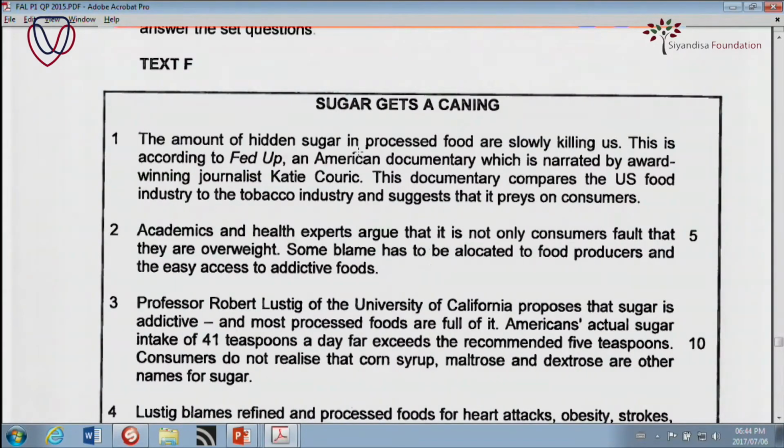We'll read through the passage. I don't normally read through the passage, but possibly while we are doing this, you may even identify the deliberate language errors. Right. The amount of hidden sugar in processed food are slowly killing us. This is according to Fed Up, an American documentary which is narrated by award-winning journalist Katie Couric. This documentary compares the United States food industry to the tobacco industry and suggests that it preys on consumers.